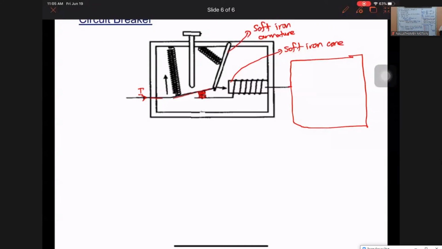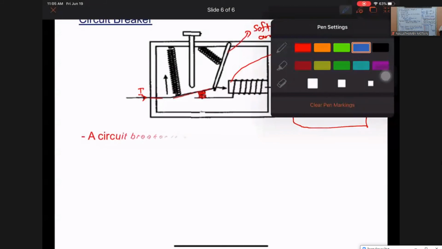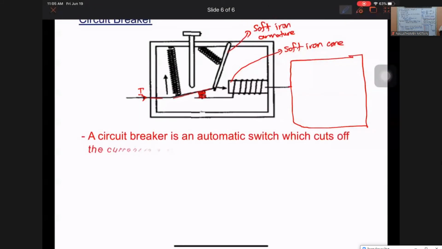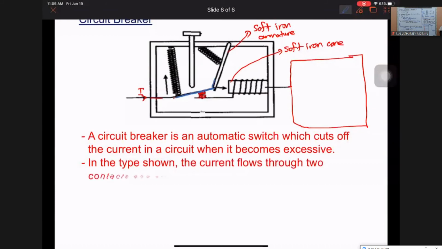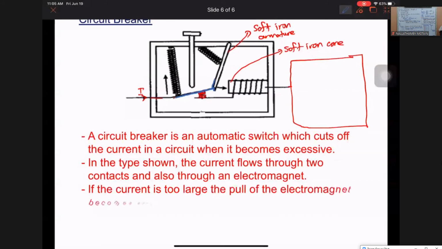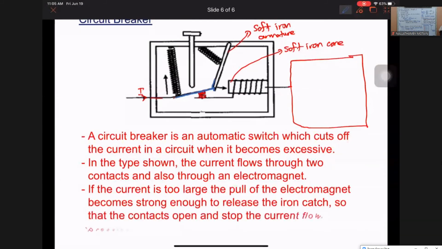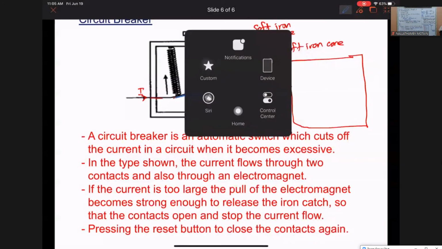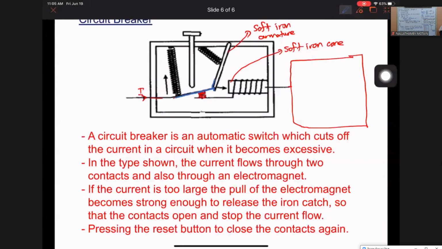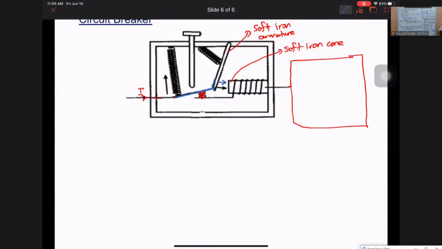And then here you can see there is a contact. This wire is already locked over here. Locked. That means it cannot be released. So now, when the current flows in the solenoid, it makes the soft iron core become an electromagnet. When it becomes an electromagnet, the soft iron armature is pulled. When it is pulled, what happens?